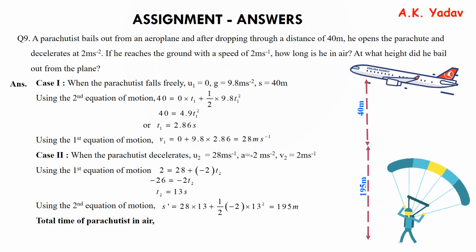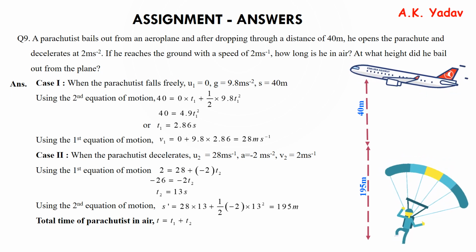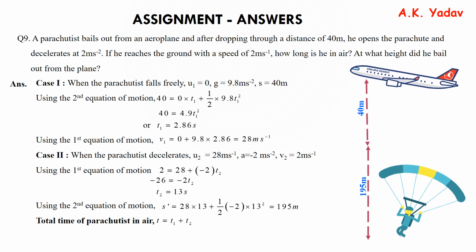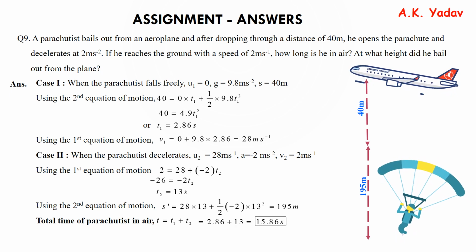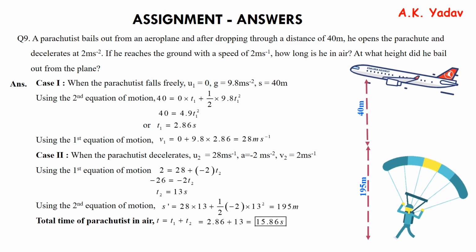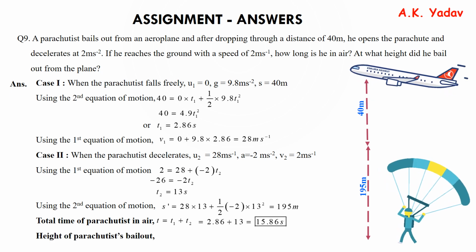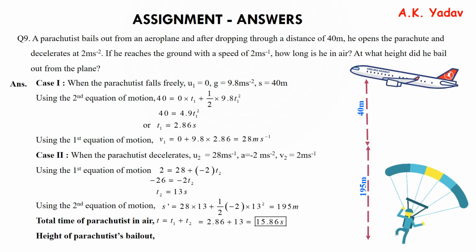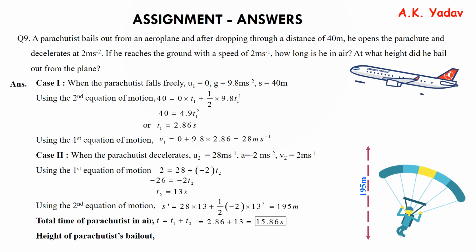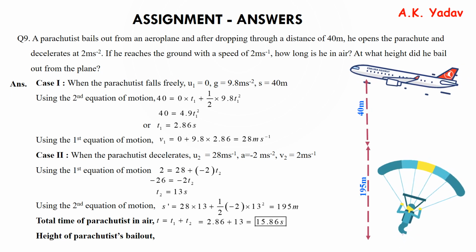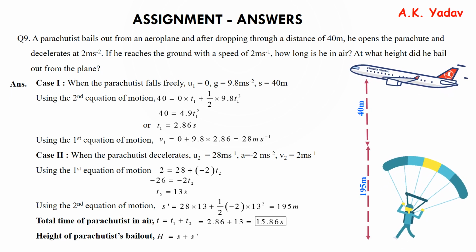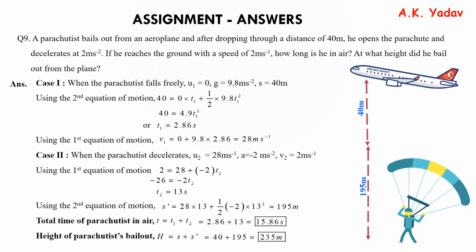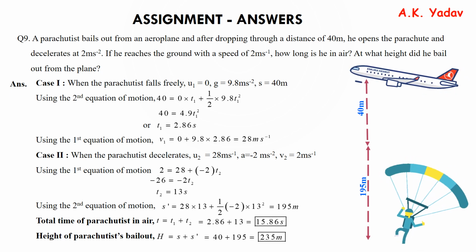So the total time of the parachutist is t is equal to t1 plus t2, that is 2.86 plus 13, that is 15.86 seconds. And the total height of the parachutist's bailout is 40 plus 195, that is 235 meters.